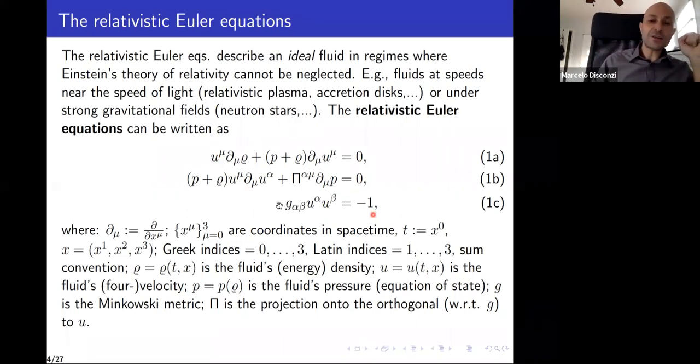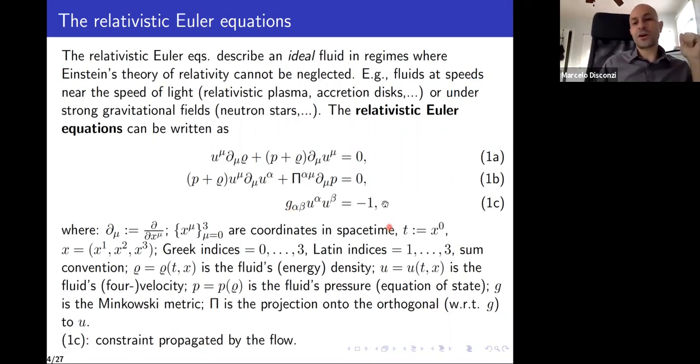Then we have this third equation that you see has no derivative, so this is a constraint. And the way you should think of this third equation is a constraint that's propagated by the flow. You have this normalization condition on the velocity, saying that the velocity squared with respect to the Minkowski metric is -1. And if that holds for initial data, and you have a solution to these first two equations, that holds for later time. And of course, remember that the Minkowski metric is Lorentzian. So for a Lorentzian metric, you can have that the norm squared is negative, right? It's not Riemannian. It's not positive definite.